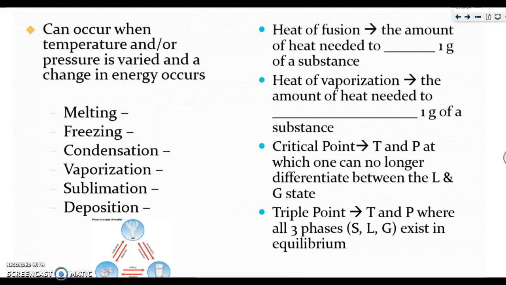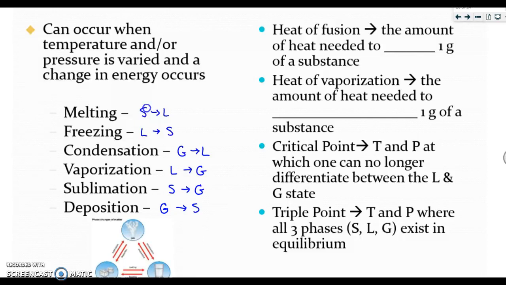When something melts, it goes from a solid to a liquid. When something freezes, it goes from a liquid to a solid. Condensation is gas to liquid. Vaporization is liquid to gas. Sublimation is like dry ice, which is often used in fog machines, so solid directly to gas. And deposition is the opposite of that, so gas directly to solid.